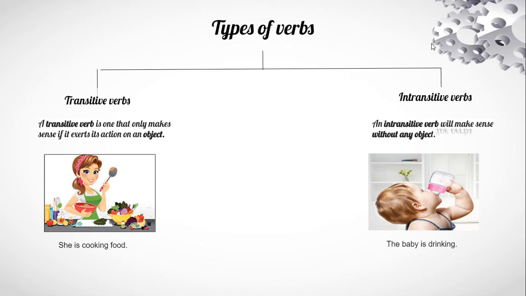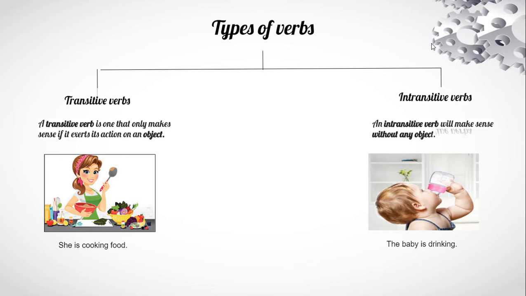There are mainly two types of verbs, transitive verbs and intransitive verbs. A transitive verb is one that only makes sense if it exerts its action on an object. For example, she is cooking food. In this sentence, cooking becomes the transitive verb because the action of cooking acts on the food and food becomes the object.